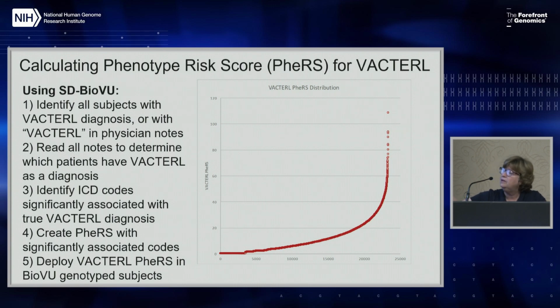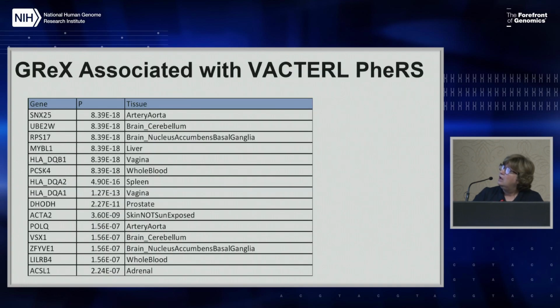And then we deployed the VACTERL phenome risk score in the genotyped subjects in BioView that we then tested using genetically predicted expression of the genes. So the idea was to get a gene-based result to our colleagues who were doing sequencing of VACTERL subjects, to see whether the altered expression of genes associated with VACTERL might sometimes come up as genes in which rare variants were being discovered. And so there, in fact, is quite a number of strongly associated SNPs and regions. So you see the HLA region come up.